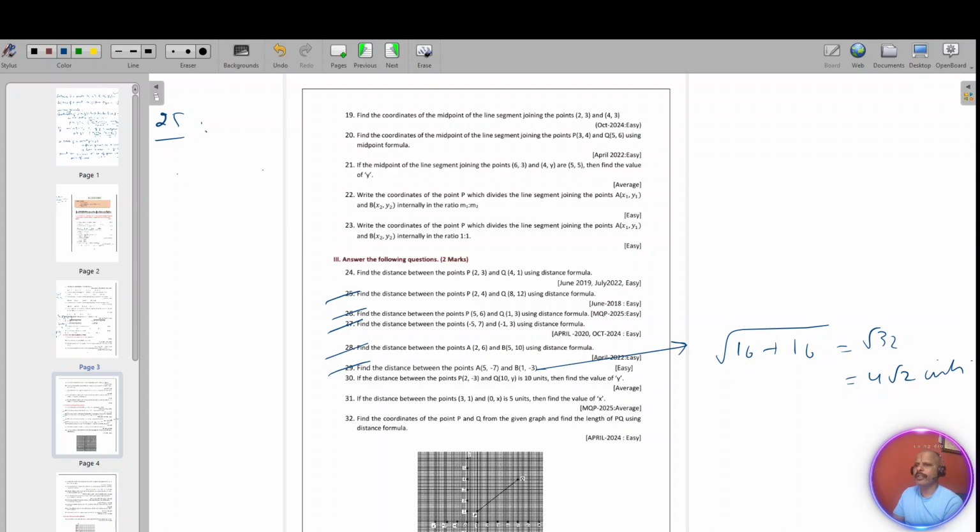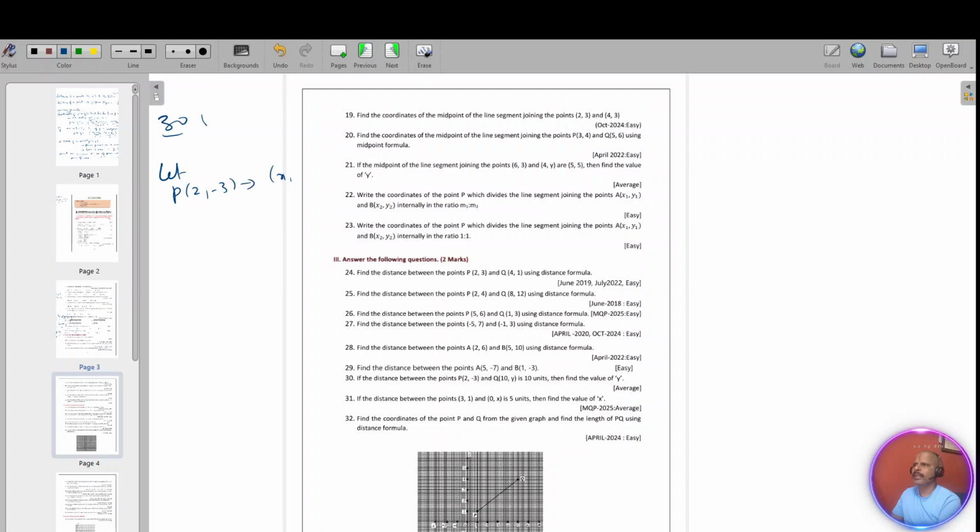If the distance between the points is 10 units, find y. This we have already seen. I'll solve this, 30th. The distance equals 10, then solve it. If you have not seen the first two mains' answers, I'll solve it. Let P of 2 comma minus 3 be x1, y1 and Q of 10 comma y be x2, y2. Then PQ they have given is 10 units. We want the y value.